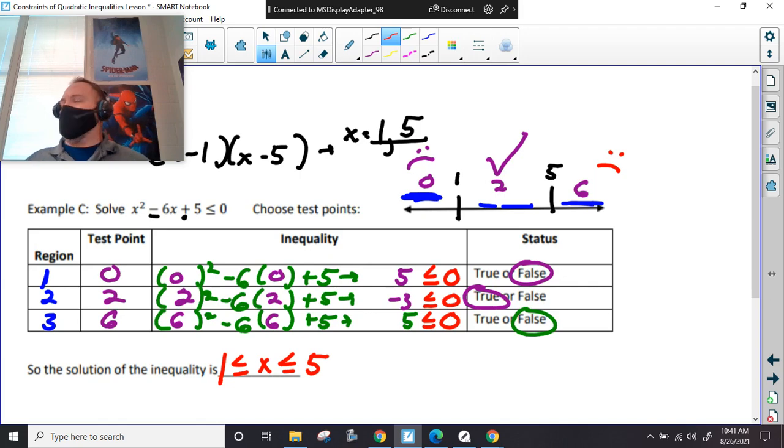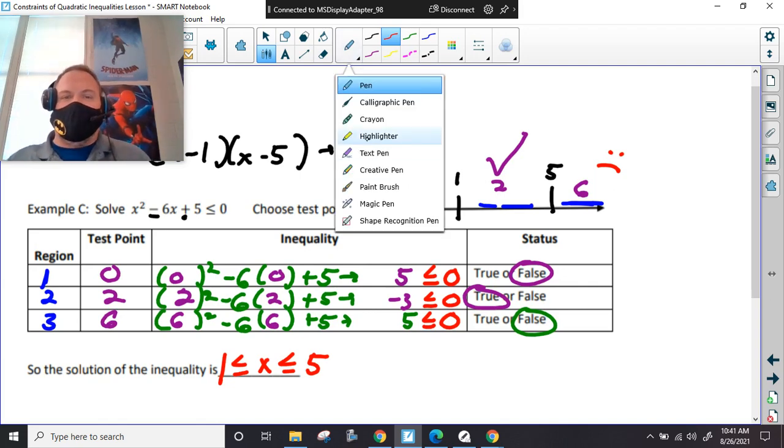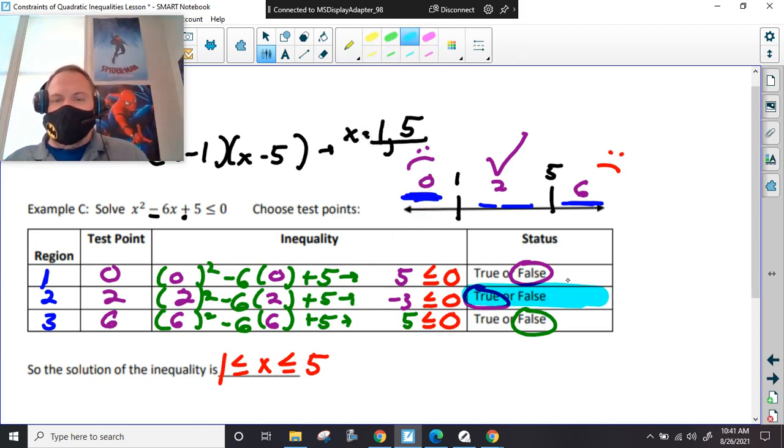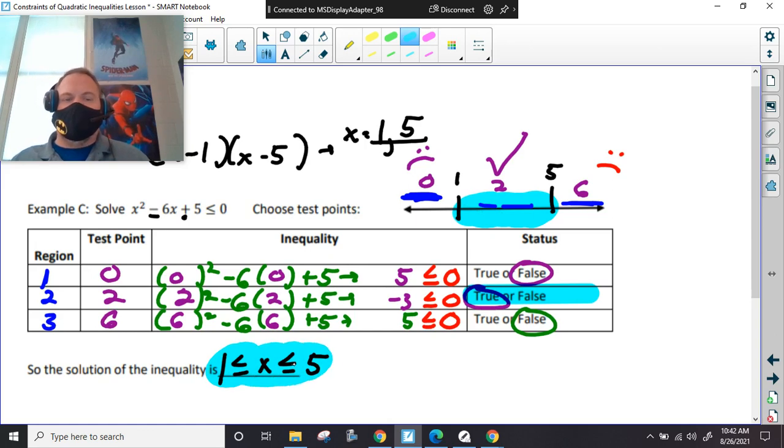And if you're wondering why we wrote it like that, if you think about it, this is in the middle. This is this right here. So it has to be this right here.